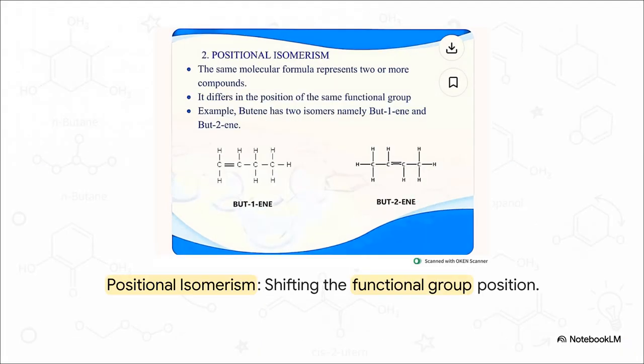Next up is positional isomerism, and this one brilliantly illustrates how just slightly shifting a functional group changes the entire identity of the molecule. Take butene, for example. In but-1-ene, the double bond between the carbons is sitting in the very first position, but in but-2-ene, that double bond is just shifted right over into the second position, directly in the middle. The carbon skeleton hasn't changed its branching at all, but the position of that functional double bond absolutely has.